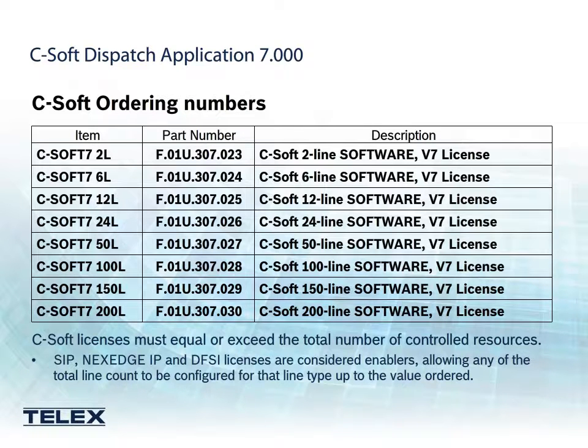Remember, CSOF licenses must equal or exceed the total number of controlled resources. That would be radios, SIP telephony, DFSI, and XTN lines. SIP, NextEdge IP, and DFSI licenses are considered enablers, allowing any of the total line count to be configured for that line type up to the value ordered.